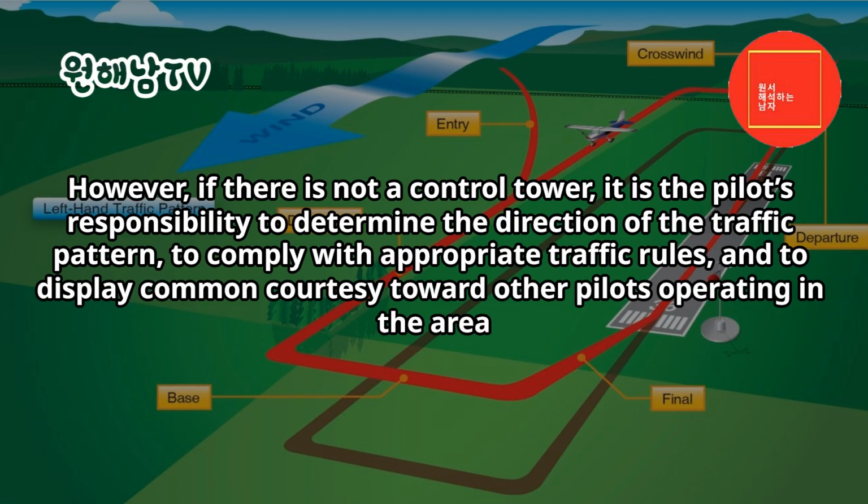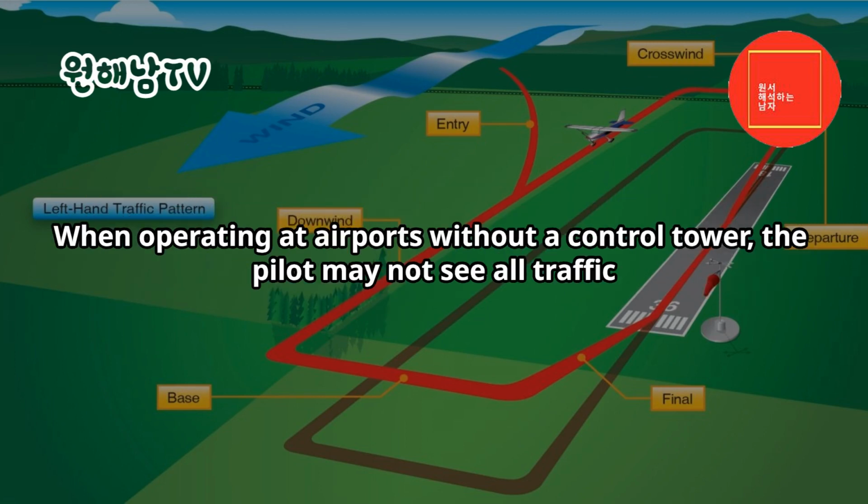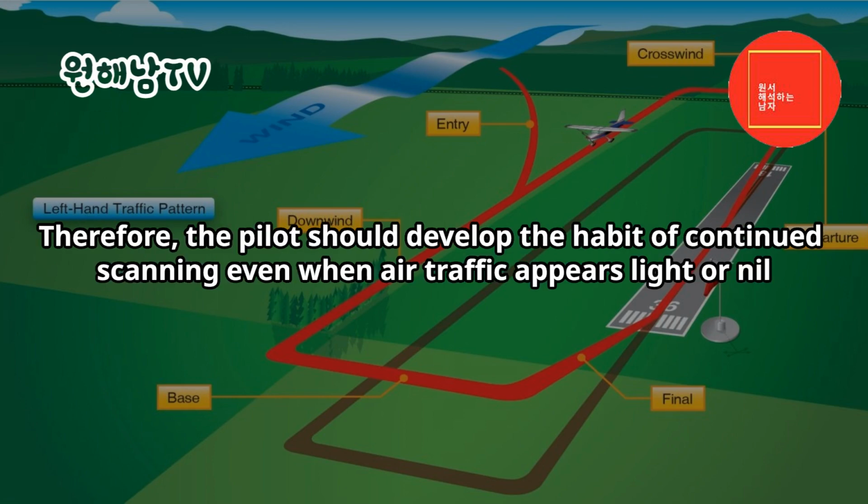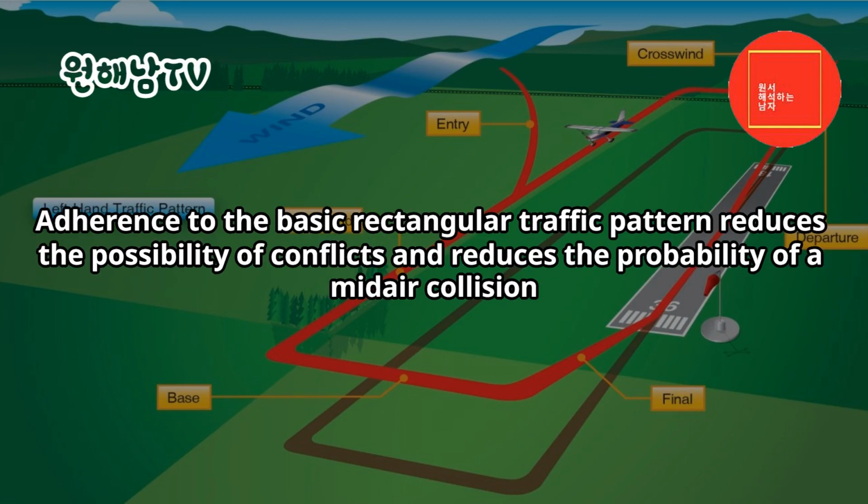However, if there is not a control tower, it is the pilot's responsibility to determine the direction of the traffic pattern, to comply with appropriate traffic rules, and to display common courtesy toward other pilots operating in the area. When operating at airports without a control tower, the pilot may not see all traffic. Therefore, the pilot should develop the habit of continued scanning even when air traffic appears light or nil. Adherence to the basic rectangular traffic pattern reduces the possibility of conflicts and reduces the probability of a mid-air collision.